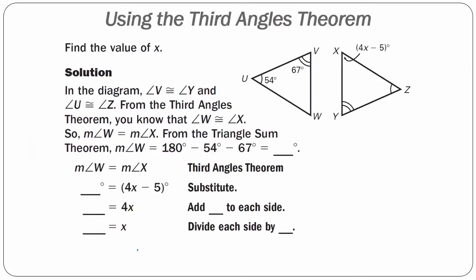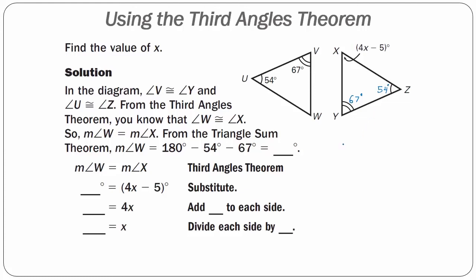Example 3, using the third angles theorem. Find the value of x. In the diagram, angle V is congruent to angle Y. You can see that because angle V has two arcs over here, and so does angle Y. So these two angles are congruent, which means that if angle V is 67 degrees, then angle Y is also 67 degrees. And angle U and angle Z are congruent. Angle U only has one arc, so does angle Z. We know that the measure of angle U is 54, which means that angle Z also is 54 degrees because they're congruent, and so their angle measures are equal.